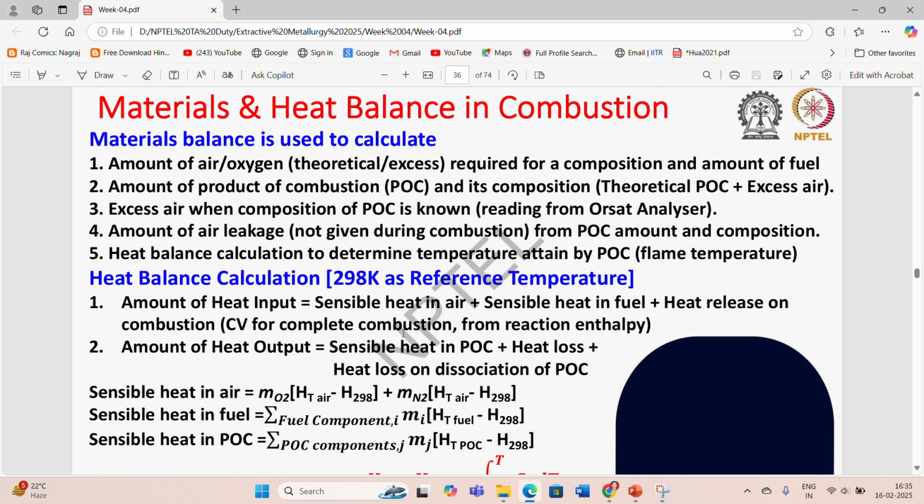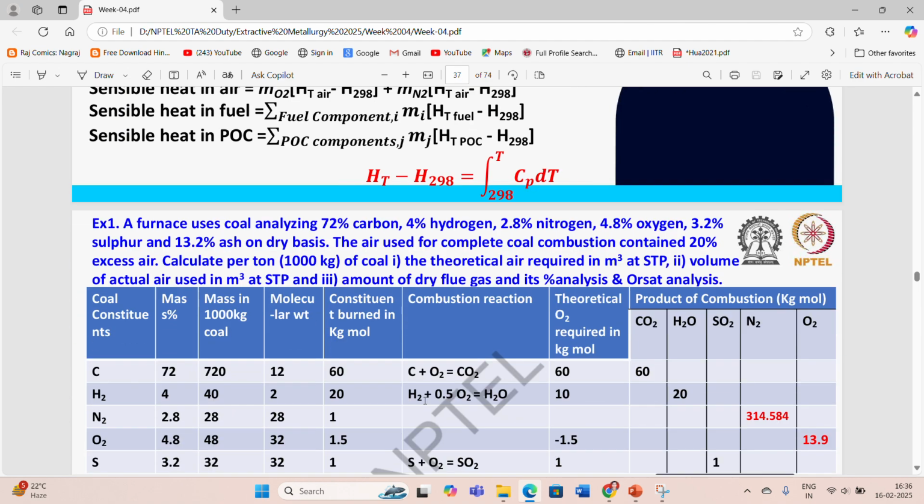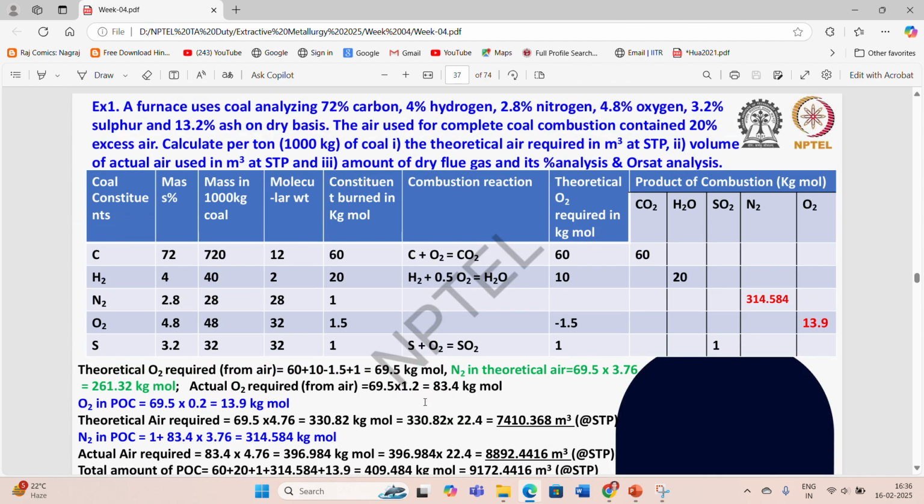So sensible heat in air will be defined as the mass of O2 into enthalpy of that particular compound at the air temperature minus enthalpy at 298 Kelvin, then mass of N2 into enthalpy at air temperature minus S298. Then we can calculate sensible heat in fuel and sensible heat in POC according to that only. And based on this, we have a numerical.